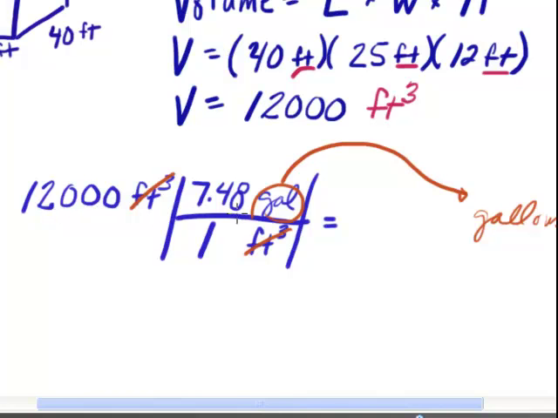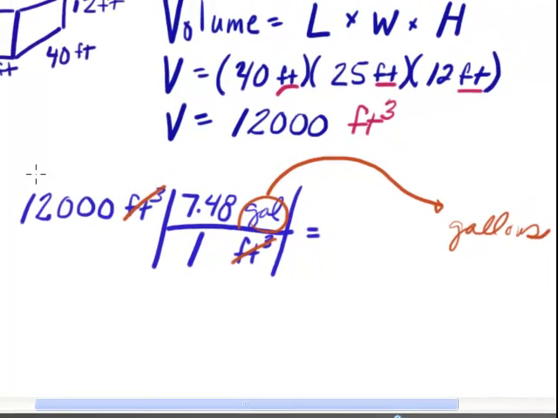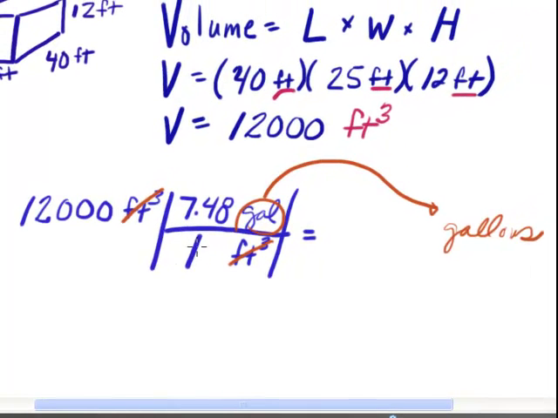Everything above the line gets multiplied. Everything below the line gets divided. In this case, we only have the 1 on the bottom, and so any number divided by 1 is going to give us the same thing, so we don't actually need to divide. So the way that we're going to put this in the calculator is 12,000 times 7.48, and what we end up with is 89,760 gallons.